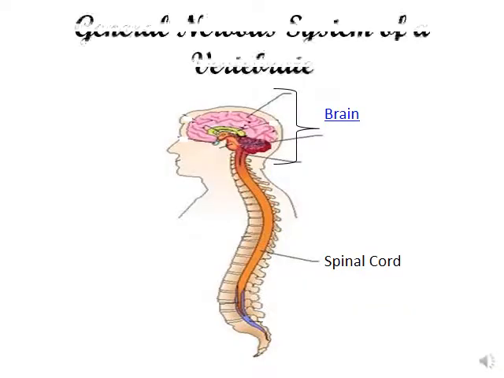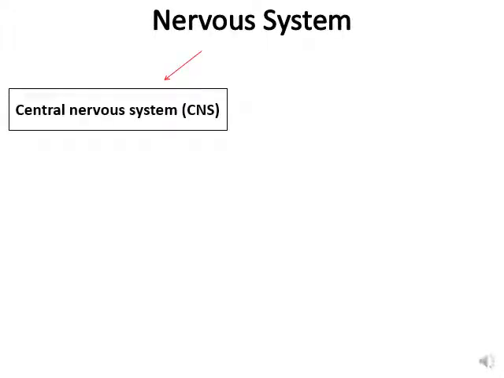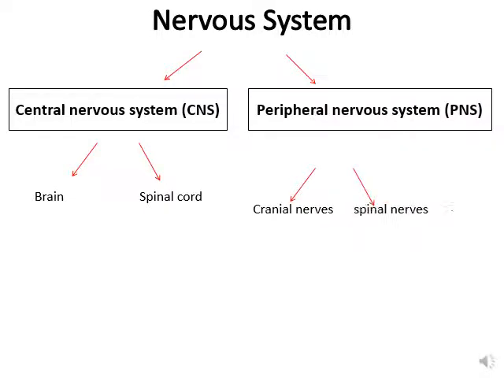This is the brain and the spinal cord, which compose what's known as the central nervous system. The nervous system, as I said, is composed of the central nervous system and the peripheral nervous system. Central nervous system is abbreviated as CNS, whereas the peripheral nervous system is abbreviated as PNS. Central nervous system is composed of brain and spinal cord, whereas the peripheral is composed of nerves: cranial nerves that ramify from the cranium, and the spinal nerves that ramify from the spinal cord.